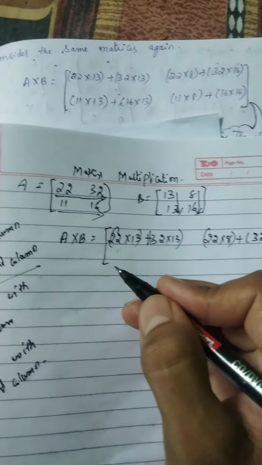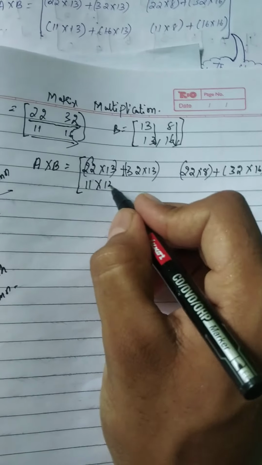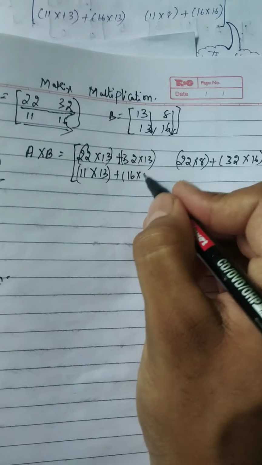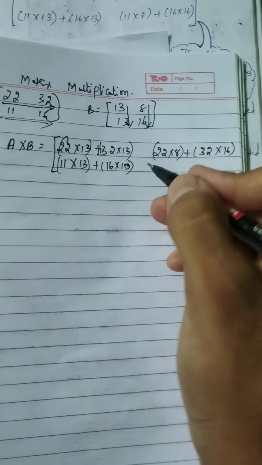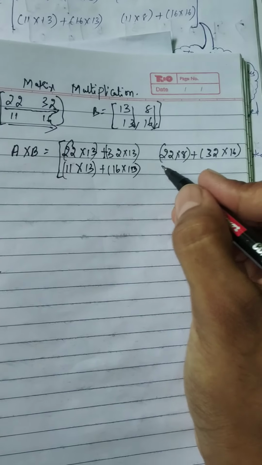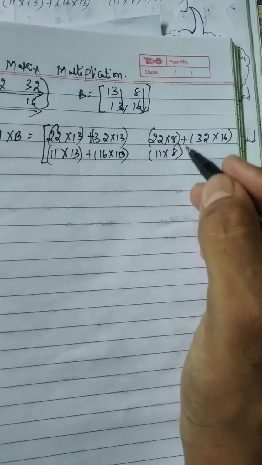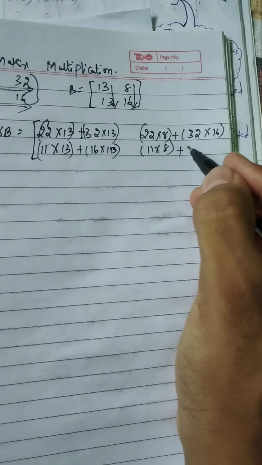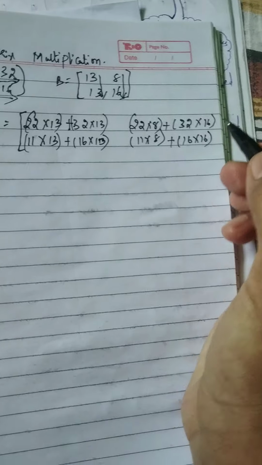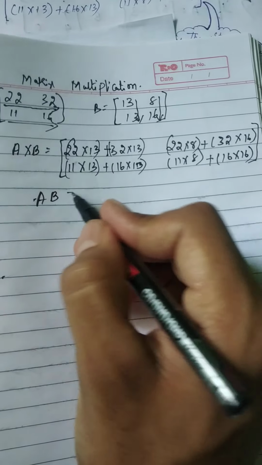So how will that work? Here it is like 11 into 13 plus then again 16 into 13, then leave the gap here. Then again second row with the second column. So it is like 11 into 8, the second column, plus 16 times 16. So this is our resultant matrix, that is AB.